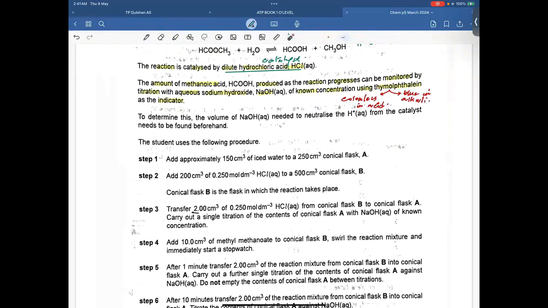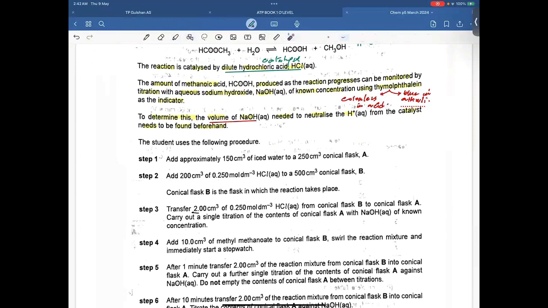So this indicator shows blue color in alkali while it will remain colorless in acid solution, all right? To determine this, the volume of NaOH needed to neutralize H ion from the catalyst needs to be found beforehand. Okay, one thing. The concentration of NaOH can be changed because it can react with the atmospheric carbon dioxide.